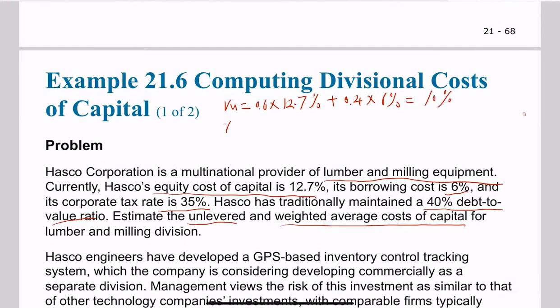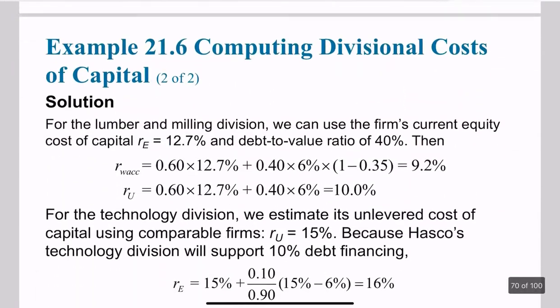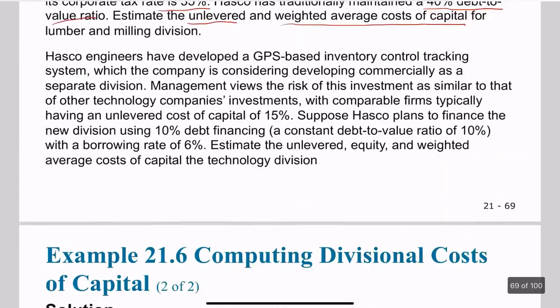And then WACC, so we could just adjust from RU, right? So minus the debt value ratio times corporate tax rate times RD. This would be 10% minus 0.4 times corporate tax rate times 6%. So this will give us 9.2%.